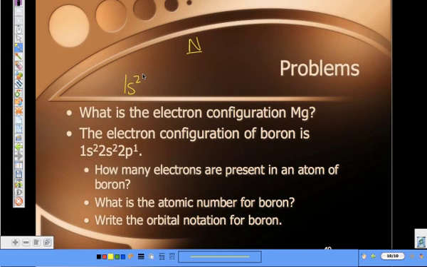Then what? Lithium is in 2s, 1, 2, so 2s2. After beryllium comes boron, which is in what sublevel? 2p, and we count across: 1, 2, 3. We stop at 3 because that's nitrogen, so we would have 2p3, and that would be our final answer there. And we could check. We need 7 electrons, so we have 7 for our superscripts. Yep, so that would be correct.